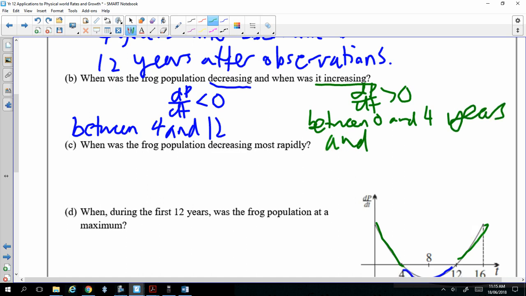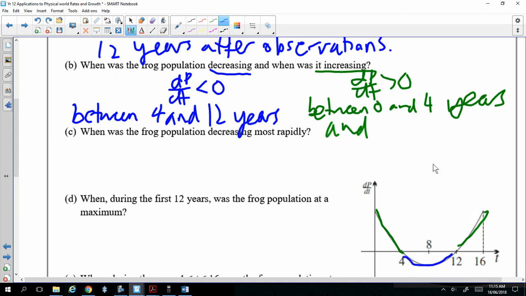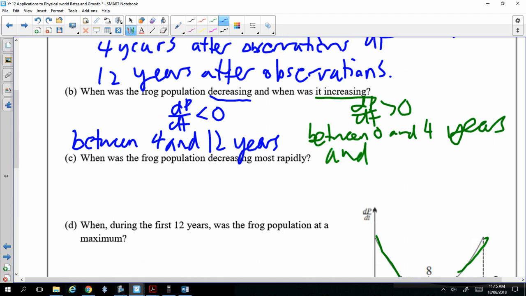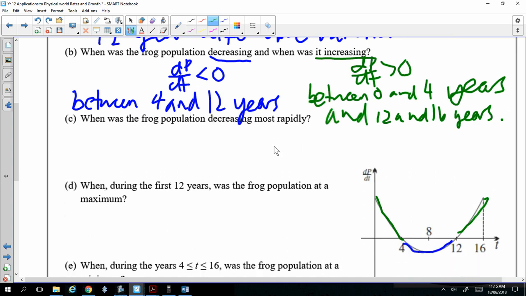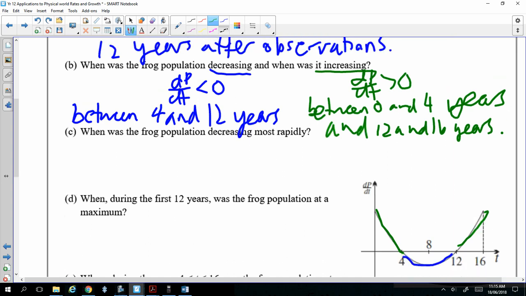Okay, good. So now we'll learn how to interpret the graph. And when was the frog population decreasing most rapidly? That's when you're looking at the minimum point. So that's this point here. So you just say after 8 years. Okay, after 8 years is decreasing most rapidly. It's the minimum.